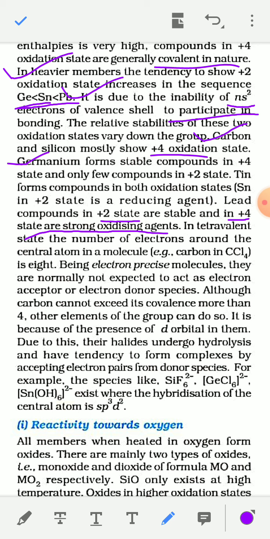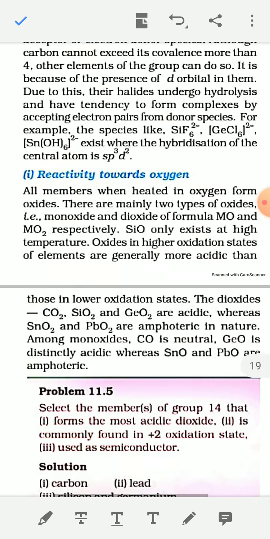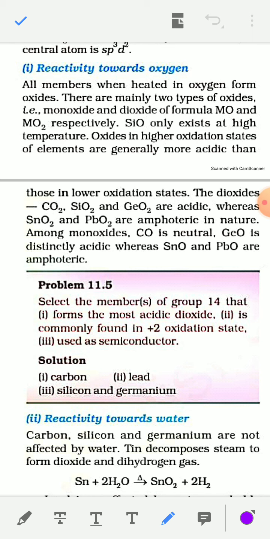Okay, now chemical reactivity towards oxygen. Group 14 elements react with oxygen to form oxides like CO2, SiO2, GeO2, germanium oxide. The dioxides, carbon dioxide, SiO2 and germanium oxide, are acidic in nature, whereas tin oxide and lead oxide are amphoteric oxides. Among the monoxides, CO is neutral, germanium oxide is distinctly acidic, whereas tin oxide and lead oxide, PbO and SnO, are amphoteric.